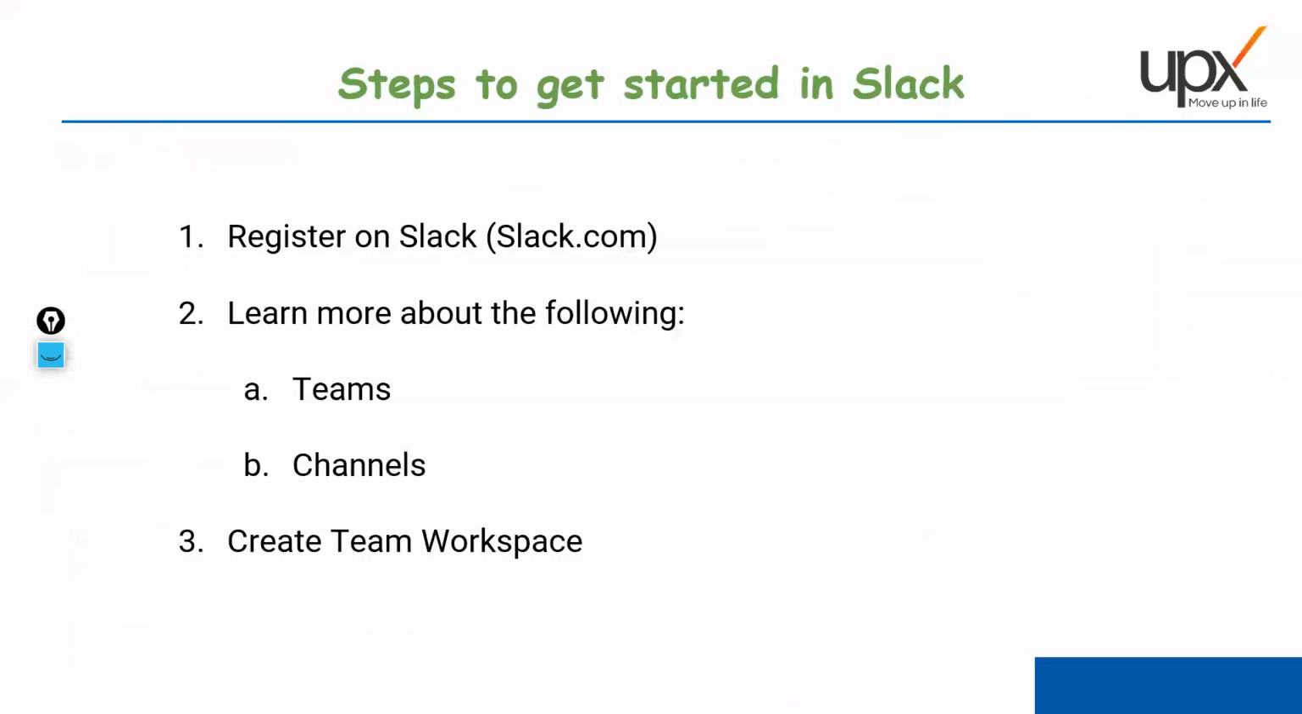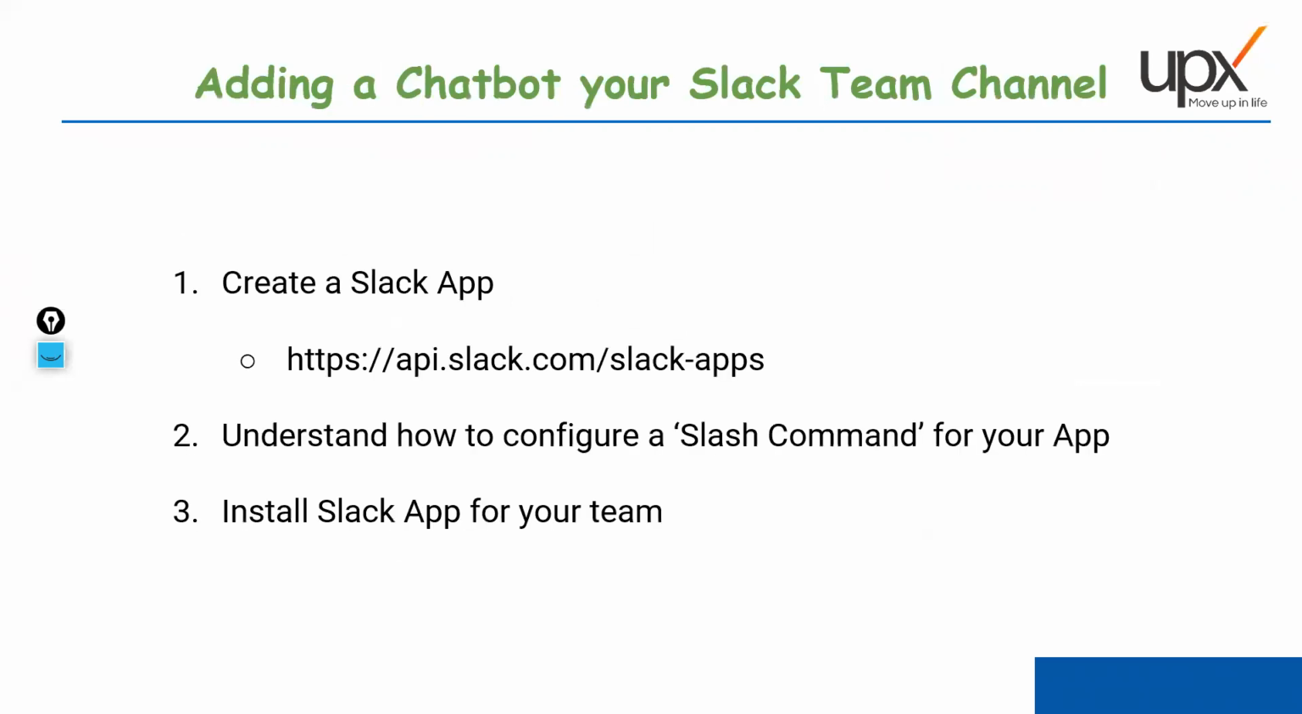These are the steps. Register on Slack, learn about teams and channels, and create your team workspace. As I said, you can create a channel for your team, for your managers, or for your friends at work who are not part of your team. And this is how you add a chatbot to your Slack team channel. So now I created a workspace, which is Apex. Now I'm creating a Slack app, that is nothing but a chatbot.